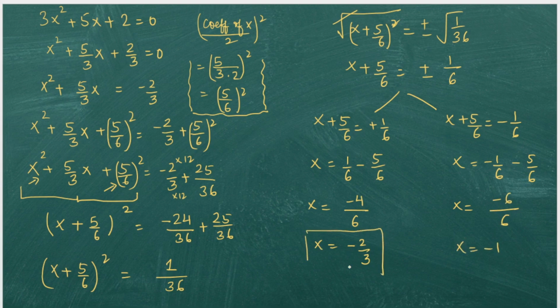So x equals negative 2 over 3 and x equals negative 1 are the two solutions of this quadratic equation by completing the square method, and that is how we solve the equation when the coefficients b and c are not divisible by a.